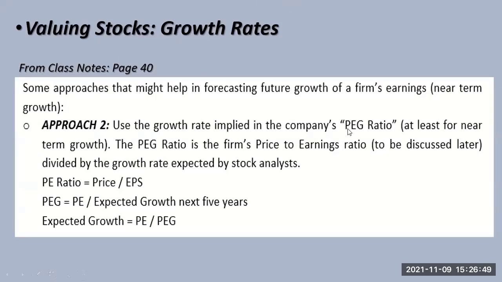Because there's something called a PEG ratio. We're going to talk about that a little bit more later, but a PEG ratio is the firm's PE ratio divided by what analysts think the growth in earnings is going to be. So PE divided by growth. So if we have the PE ratio and we have the PEG ratio, we can get the growth by just taking the PE and dividing by the PEG, and that will tell us what growth is expected to be. So the PEG ratio is PE divided by growth. So expected growth is just your PE divided by your PEG ratio. We'll get much more into that.